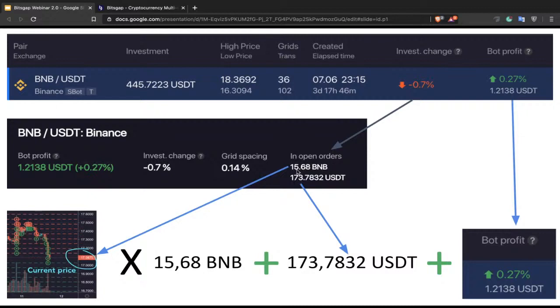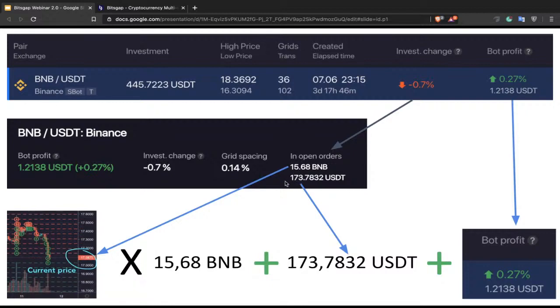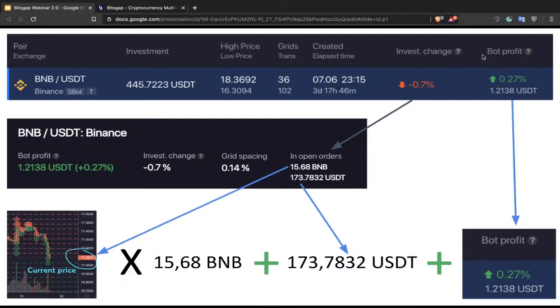So we have here right now 15.68 BNBs in open orders, and we have some USDTs which are distributed by the buy limit orders. All right, so to calculate the current investment value and compare it with the initial investment value, which is 445, all we have to do is simply multiply 15.68 BNBs in our open orders by the current price, which was at that time 170.08, and then sum it up with the USDT, and then add the bot profit. All right, so the bot profit is already priced in. It's the added value of the investment change, so that's already priced in.